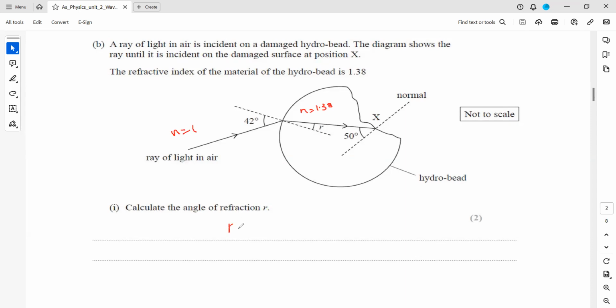So we use Snell's law, which is n1 sin theta 1, the refractive index of the first medium multiplied by the angle in the first medium from the normal, equals the refractive index of the second medium multiplied by the angle in the second medium. So the refractive index of air is 1, sine of the angle from the normal, which we always take. So this is 42. The refractive index of medium 2 is 1.38, and the angle of refraction we don't know. Just 1.38 will go there in division, and we'll take the sine inverse.